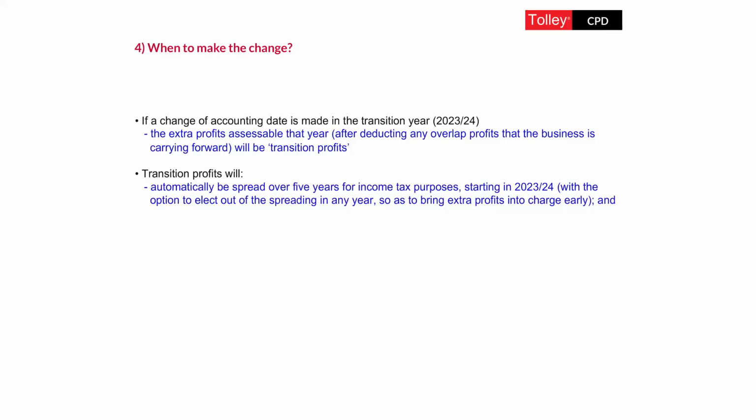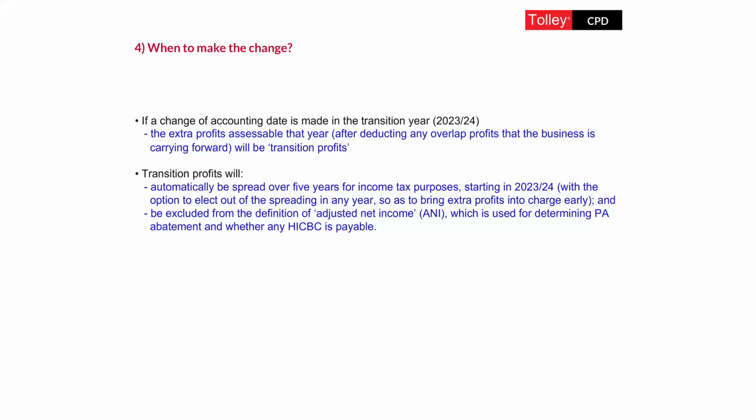And remember, there is an option to elect out of that if you want to advance the taxation of some of those profits. For instance, if you have a year where your profits are otherwise quite low, you may want to bring in more of them, for instance, to use up your basic rate band. And the other thing to remember about transition profits is they are excluded from the definition of adjusted net income, which impacts on things like personal allowance abatement and also whether any high income child benefit charge would be payable.